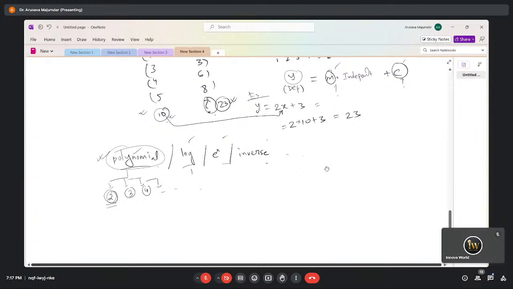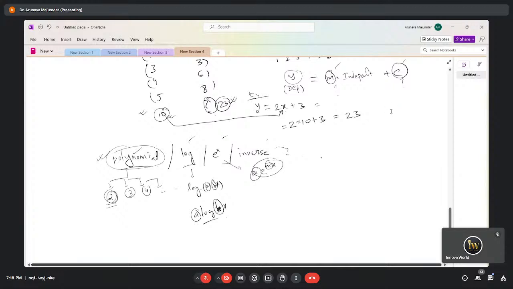Logarithmic curve: any logarithmic curve, like log of a plus bx type of curve, you can also fit. Or a into log x, or log bx, this type of curve also you can fit. Exponential curve: a into e raised to the power mx. So we need to find out the value of a and m. Here we need to find the value of a and b. Here also a and b.